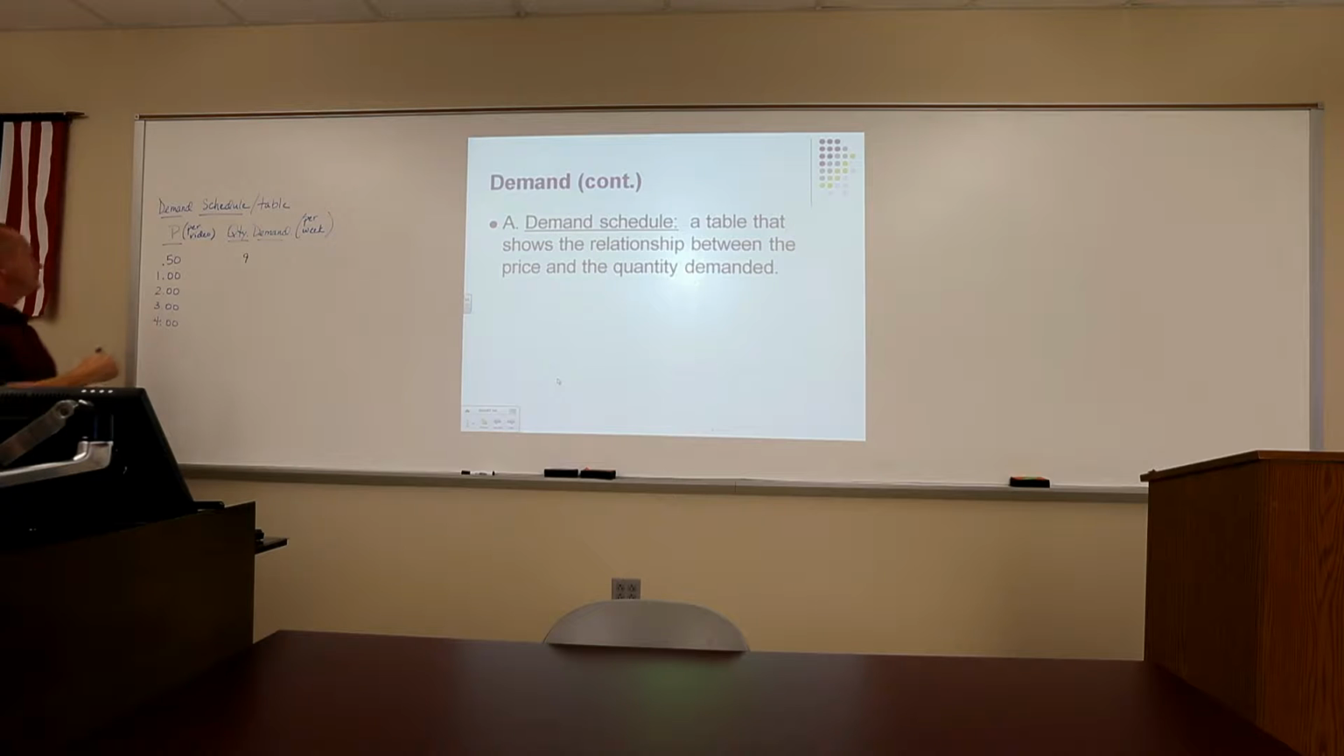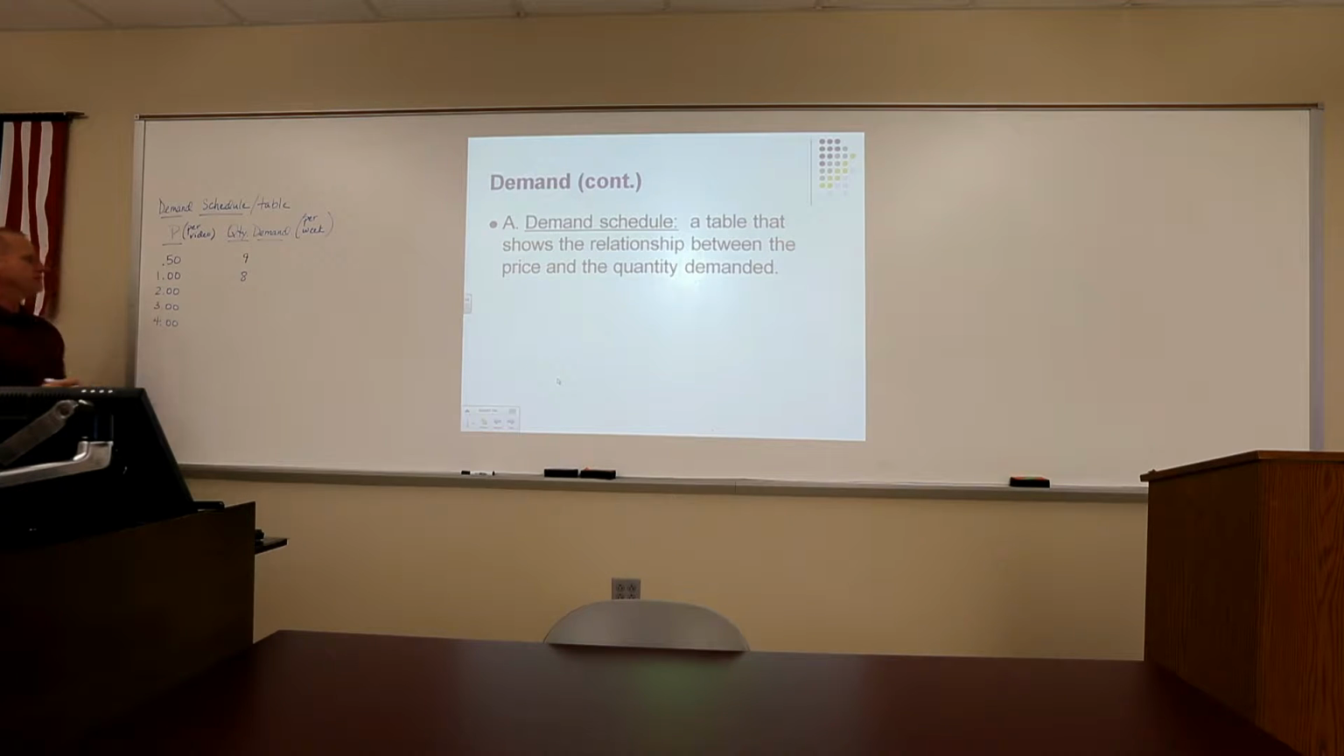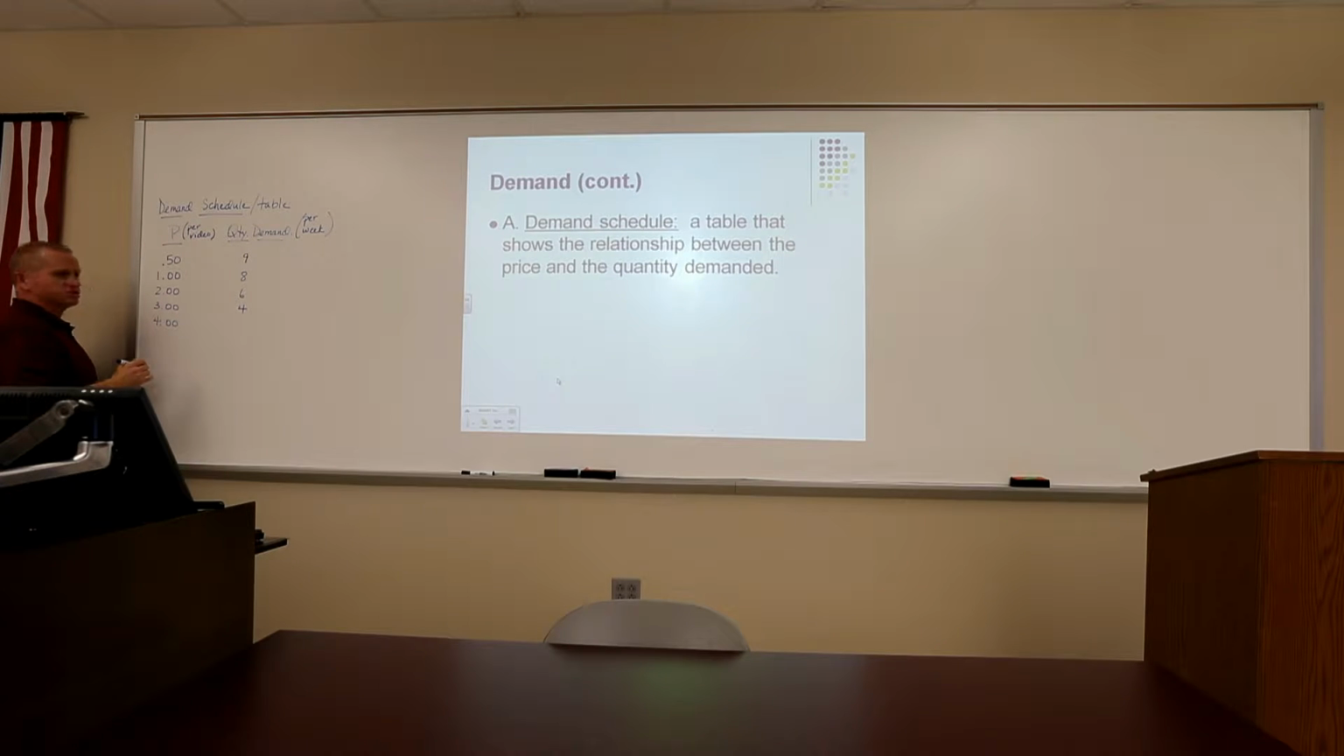This is my data. At $1, a little more expensive, but not too bad. I'm still going to rent 8. At $2, going to rent 6. At $3, it's getting more expensive, can't afford it as much, I'm going to rent 4. At $4, I'll rent 2. So as you can see, this relationship is inverse.